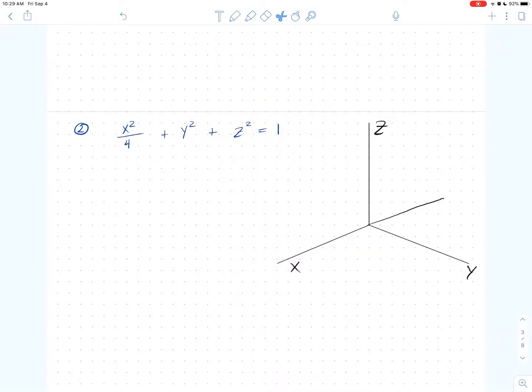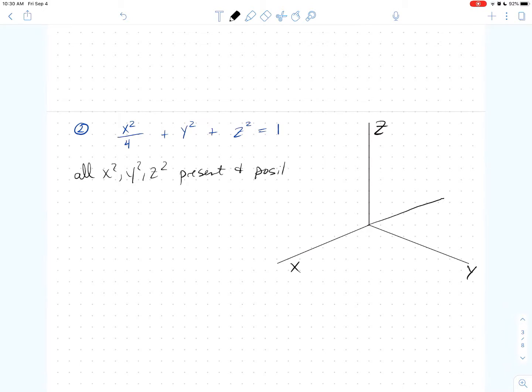So for our next example, we have this equation. And what I want you to notice about this equation is that you have all three variables being squared. So x squared, y squared, and z squared. They're all present, and they're all positive. Okay, and so let's write that down. So all x squared, y squared, and z squared are present and positive.